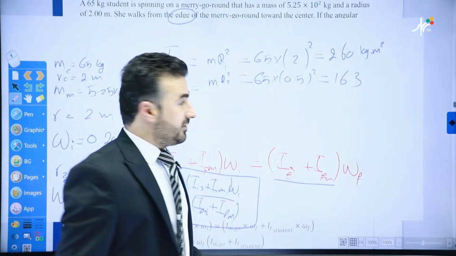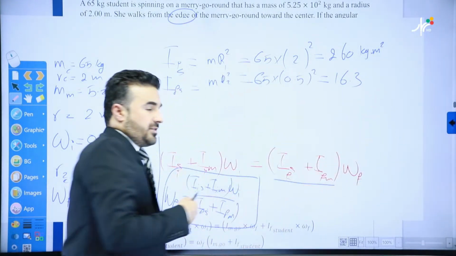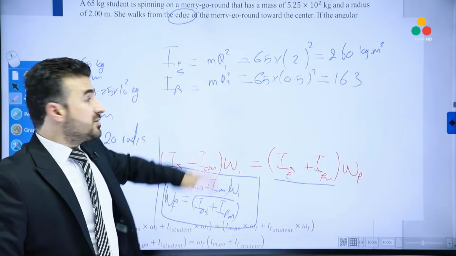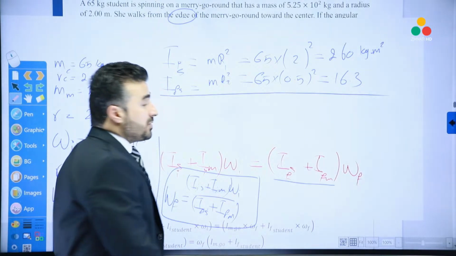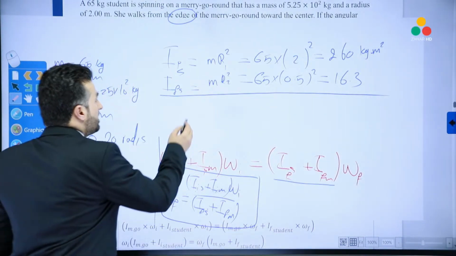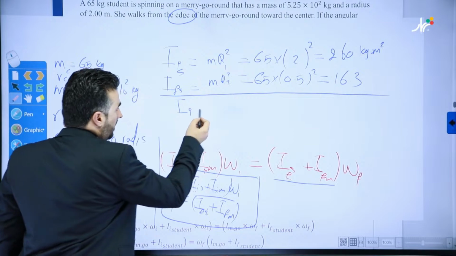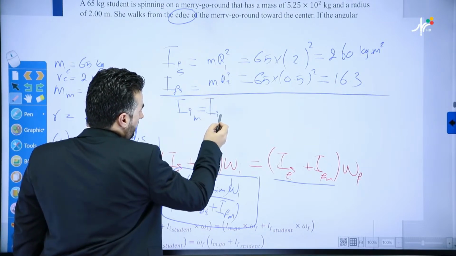So take a look. What happens to the moment of inertia? Once the person gets closer to the axis of rotation, the moment of inertia reduces, so the angular speed must increase. Now that is for the student. What about for the merry-go-round? Because its radius doesn't change, we can say the initial moment of inertia for the merry-go-round equals the final moment of inertia for the merry-go-round.